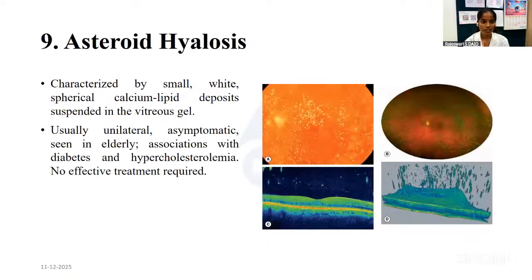Asteroid hyalosis. It is characterized by small white spherical calcium lipid deposits suspended in the vitreous gel. It is usually unilateral, asymptomatic, seen in the elderly. Associated with diabetes and hypercholesterolemia, no effective treatment required.